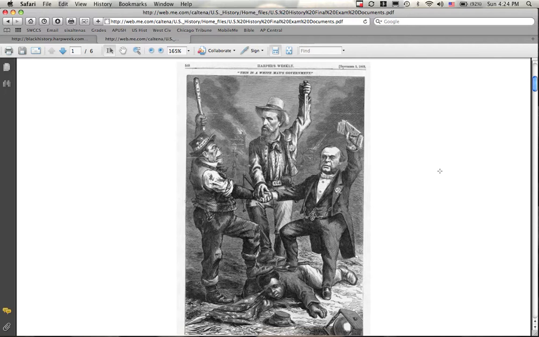This image was published September 5th, looks like 68 there, entitled "This is a White Man's Government." We have three white individuals clasping hands, their feet on the back of a black man who was a soldier. We know this from his hat here. And he's got the American flag down here, and he's reaching out towards something here. Well, who are these people? I'm going to give you a few more hints.